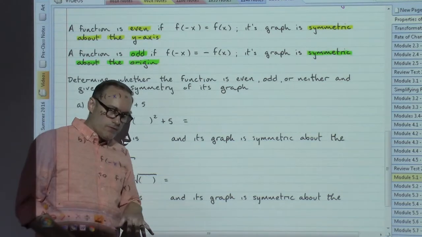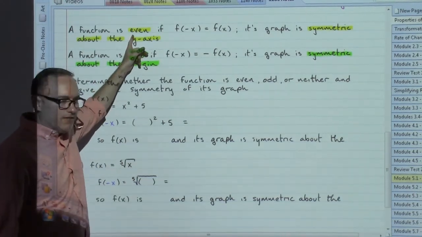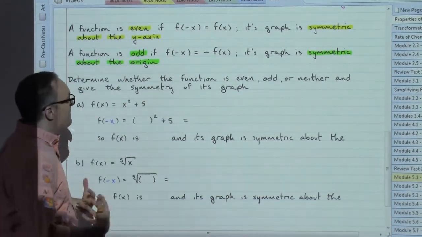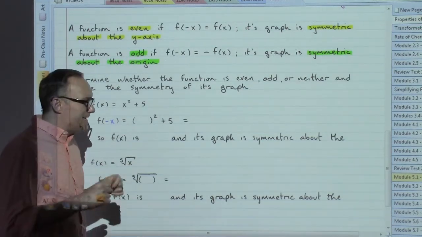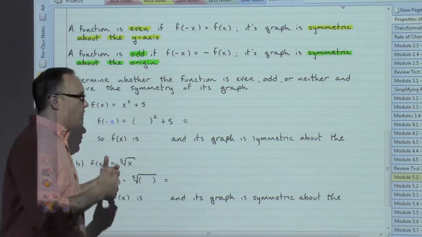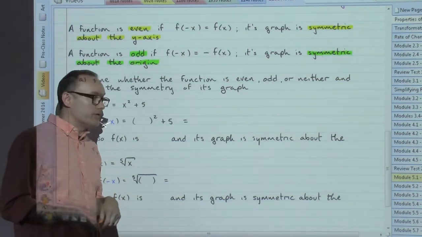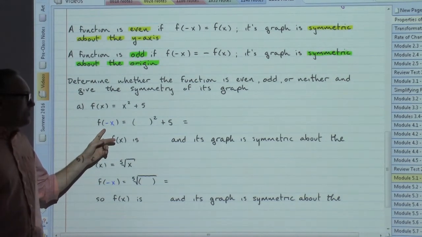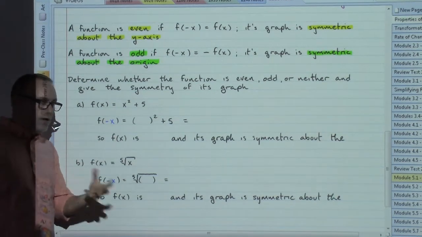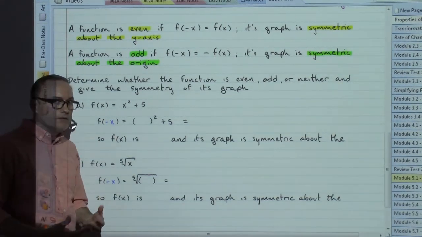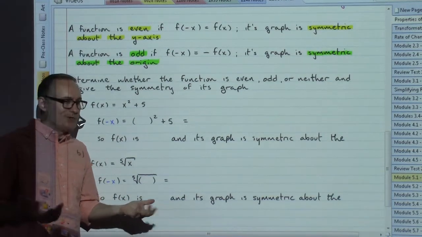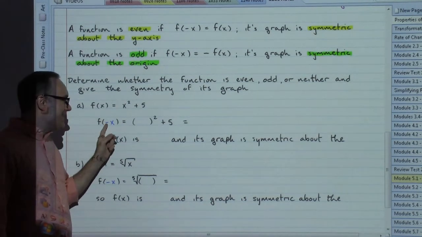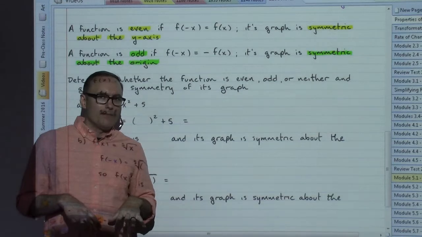The functions themselves we call even or odd. So what's happening is that we can test out a graph if we've got a graph. We can test out a function if we've got the actual equation for the function. F of x equals x squared plus 5. If we want to test this, even versus odd, the other option would be neither. Even versus odd, or neither. We're going to plug in the negative x and see what happens.